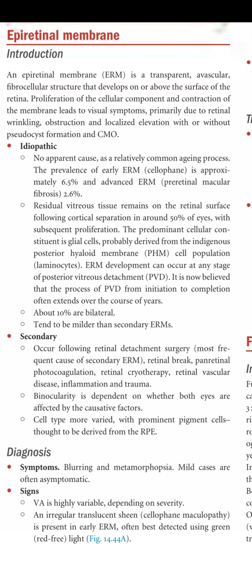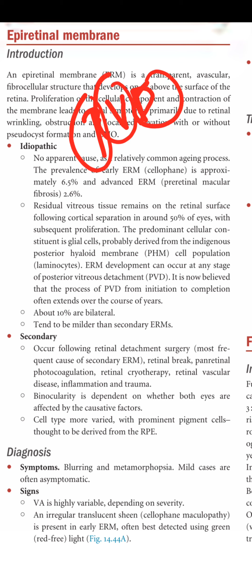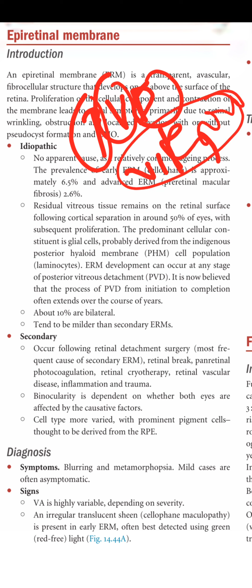Residual vitreous tissue remains on the retinal surface following cortical separation in around 50% of the eyes with subsequent proliferation. The predominant cellular constituent is a glial cell, probably derived from the indigenous posterior hyaloid membrane cell population, laminocytes. So basically, after a posterior vitreous detachment, some of the vitreous tissue remains on the retinal surface, and this tissue proliferates, and the main constituent is glial cells, which are derived from the posterior hyaloid membrane cell population, laminocytes.